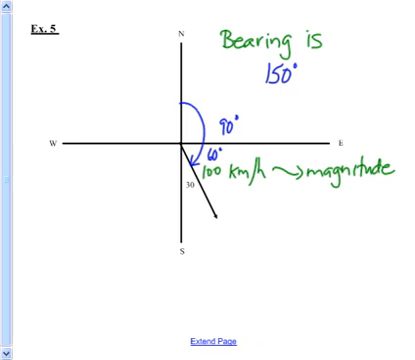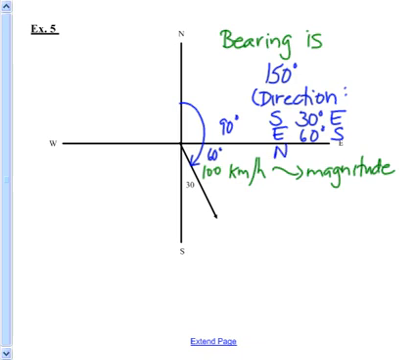If you wanted to write it as a direction, there are lots of options. You could say head south, turn 30 degrees towards the east. You could say start east, turn 60 degrees towards the south. You could be just silly and say start north, head 150 degrees towards the south. That one's silly.